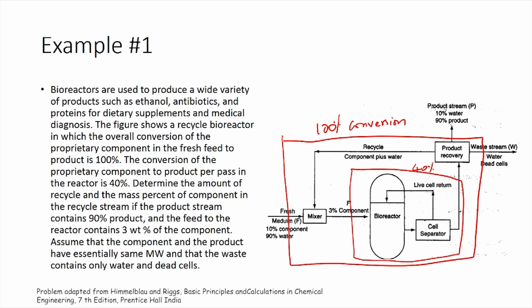So, we have these two pieces of information. In addition, we have been told that the product stream contains 90% product and you have 10% component. We also have 3% component in the feed which is entering the bioreactor, which is the gross feed. All this information has been represented in this flow sheet. Now, let us try to perform the required material balance calculations to calculate the required answers.